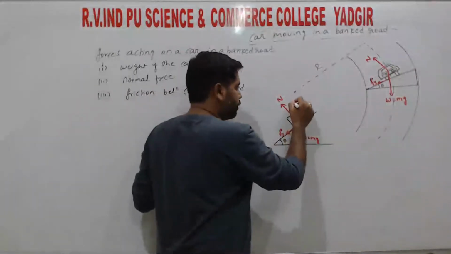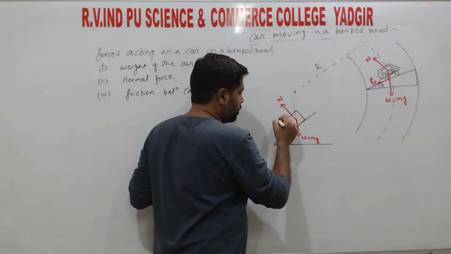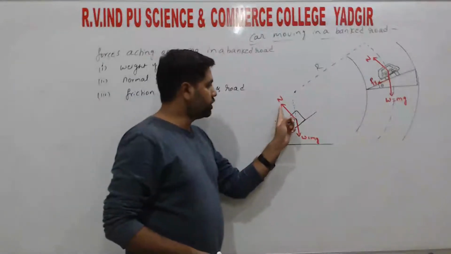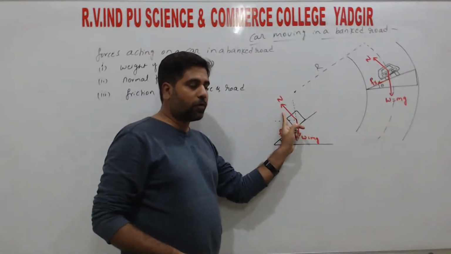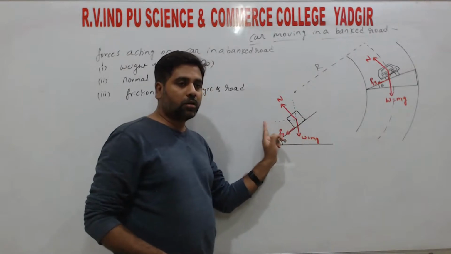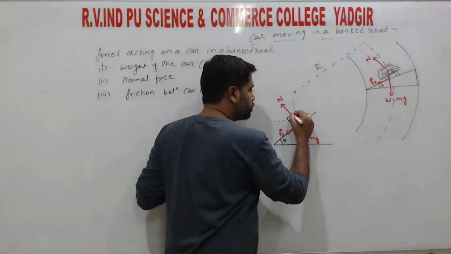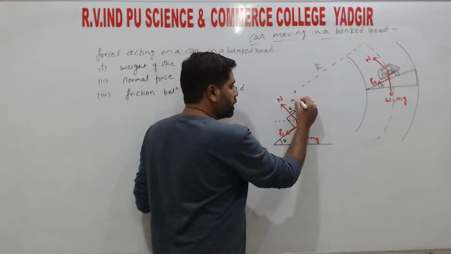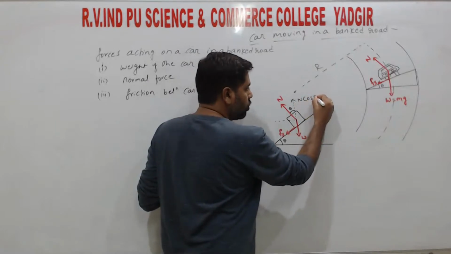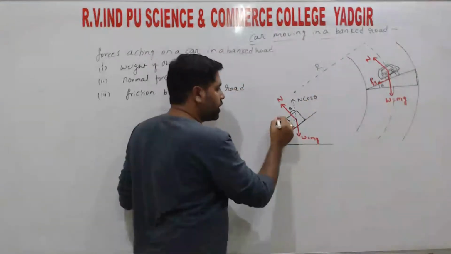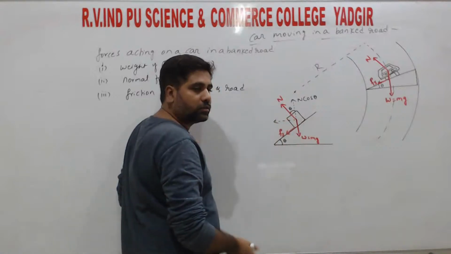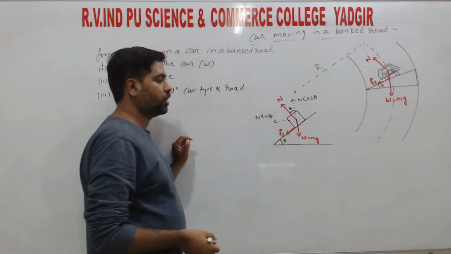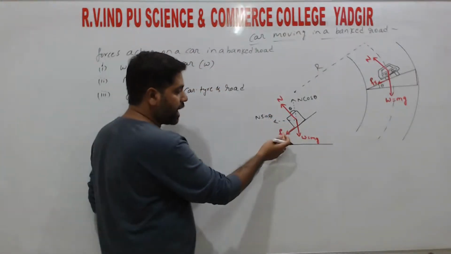So now, resolving the normal force along the horizontal and vertical components. So this is the normal force. We are resolving this normal force along the vertical and along the horizontal, right? This normal force makes an angle theta with the vertical, so this component becomes n cos theta, right? The same normal force if I resolve along the horizontal, we get n sin theta, right?